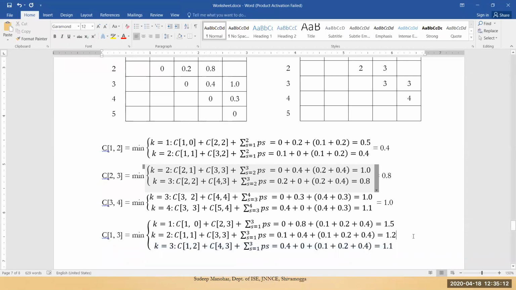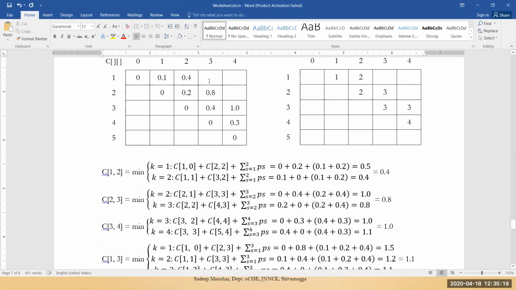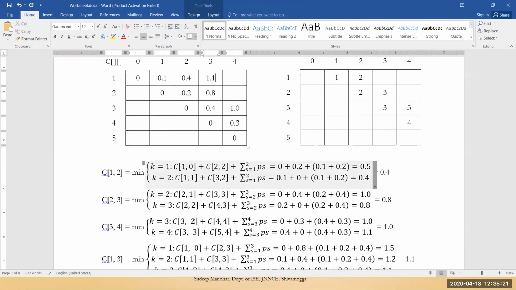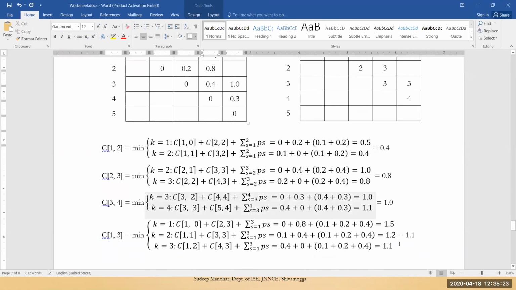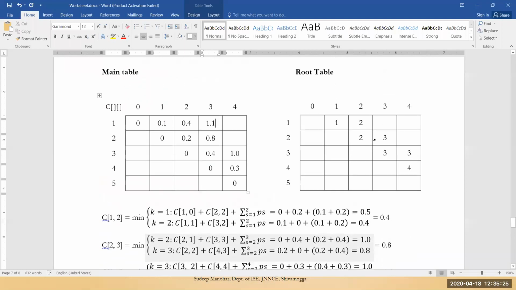So what is minimum in this? The minimum value is 1.1. So this 1.1 you should write here. And when you got this 1.1, k is 3. So that you should write here.